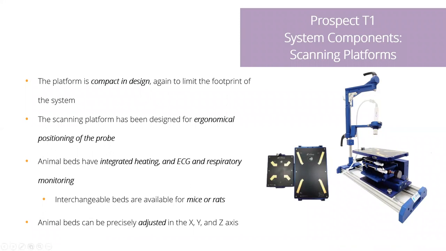With the knobs that you see here on the side, we can move the platform in the X, Y, and Z directions quite easily. This knob here is to move it up and down, and these two move it left and right and forwards and backwards. It can also move across this track here to position the anatomy of interest underneath the probe, so you can acquire your pictures.